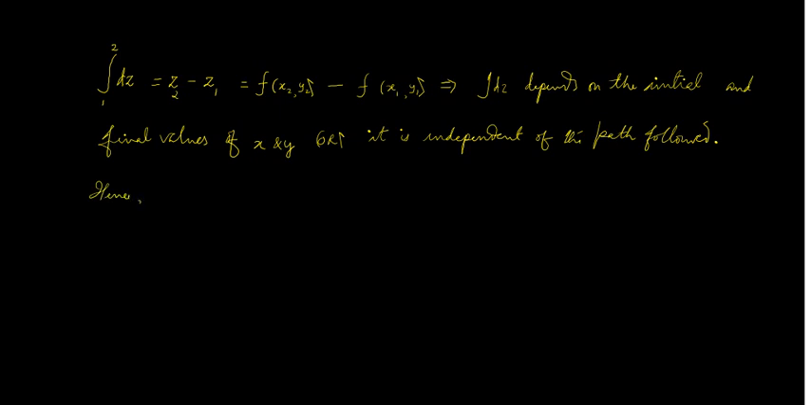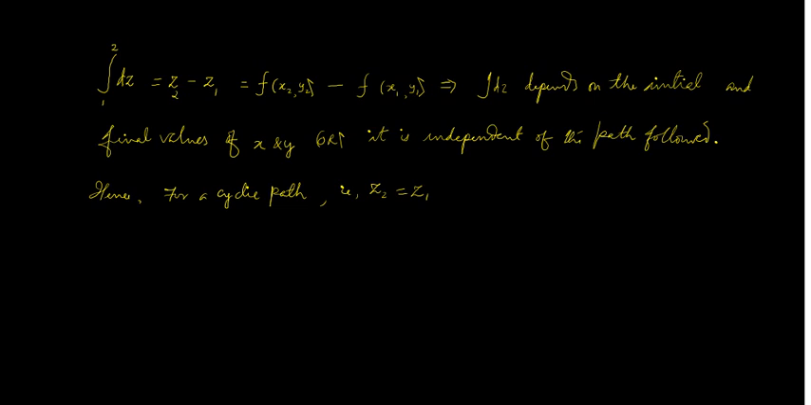suppose that the path is a cyclic one. For a cyclic path, you know what cyclic means: a path which starts at a point and comes back to the same point. For a cyclic path, the initial and final points will be the same. That is, Z2 will be equal to Z1. So in that case, what does the integral become?